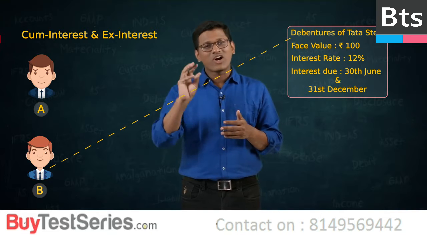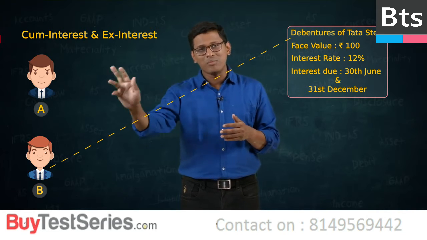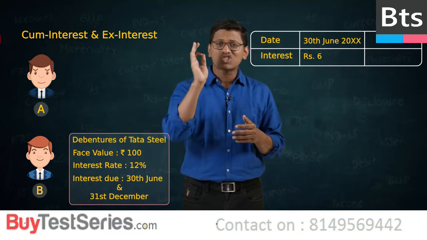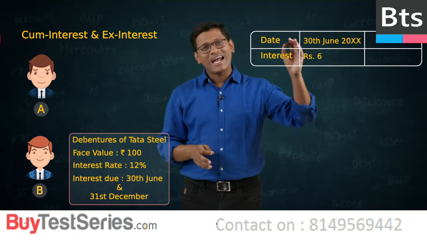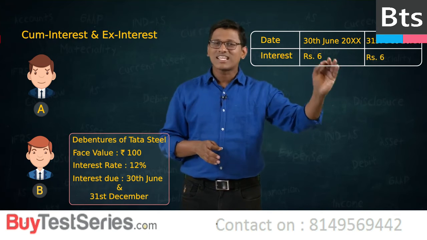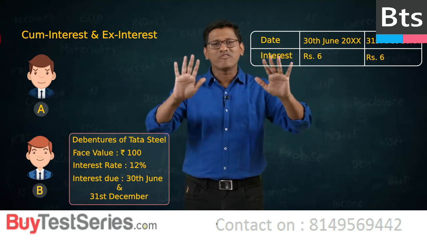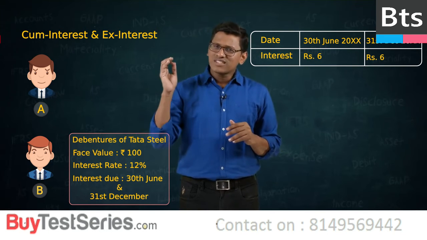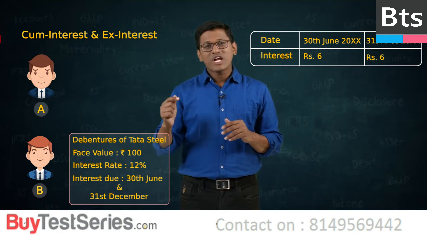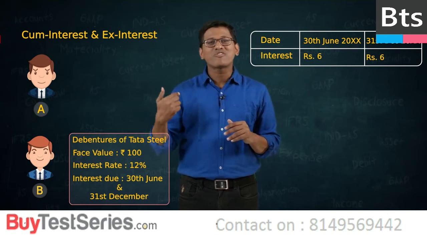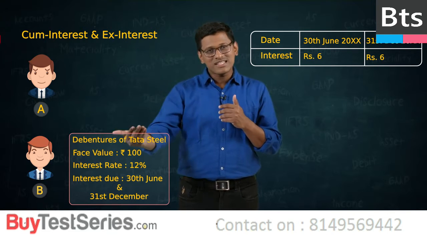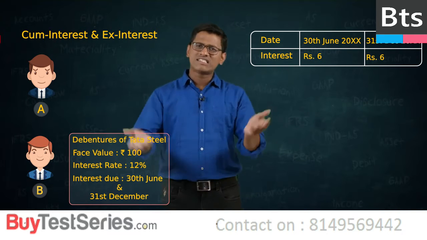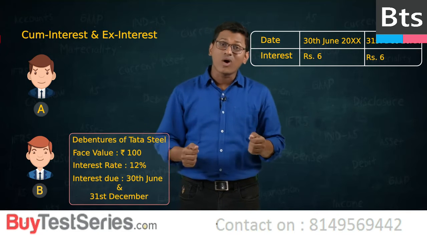So, on every 100 rupees of debenture that your friend B is holding, that person will receive 6 rupees of interest on 30th of June and 6 rupees of interest on 31st of December of every year. This is the situation. On 1st January 2018, you purchase the debenture from your friend. You are A, you are purchasing the debenture from your friend B. Your friend quoted a price. I will sell this debenture to you at 101.